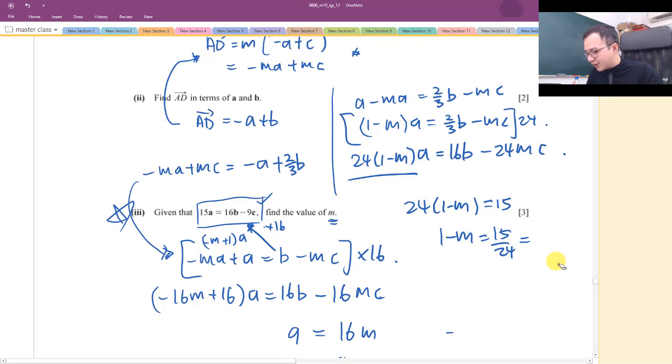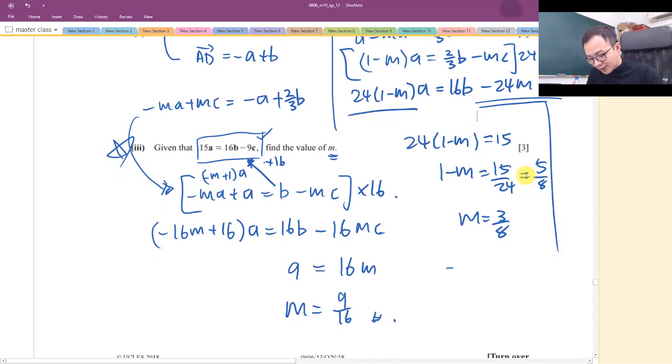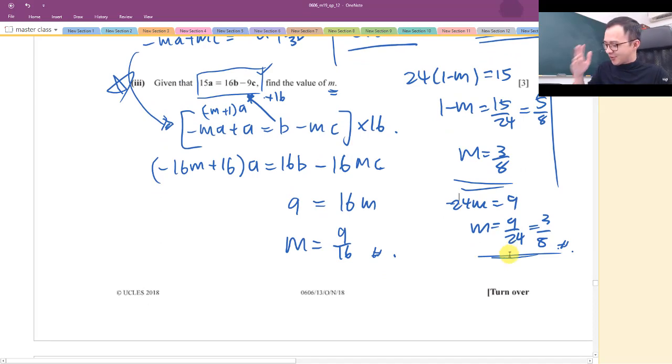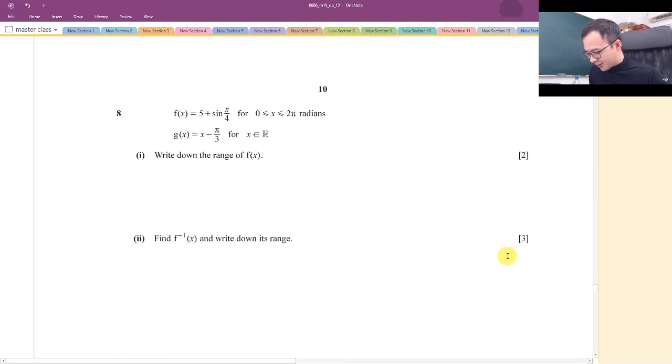Dividing by 3, 15 over 24 is 5 over 8. So therefore m equals 3 over 8. If I do the other side, 24m equals 9. m equals 9 over 24, which is 3 over 8 as well. Yeah, because for this kind of question, both must get the same value of m. Alright, I'm so sorry, stuck for a while on these questions.